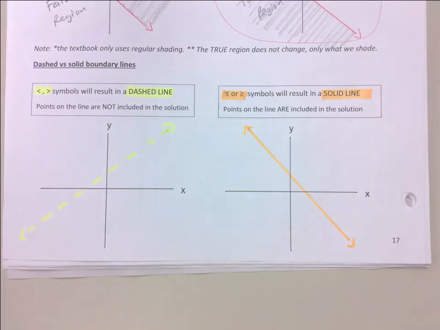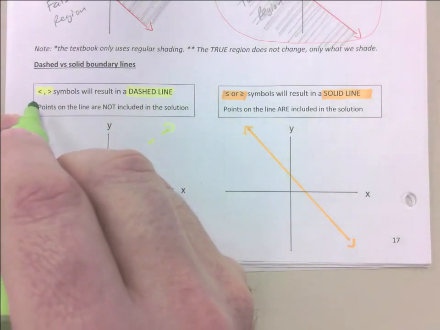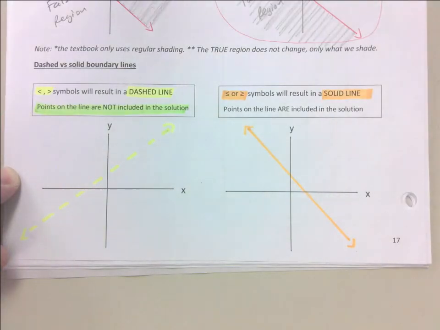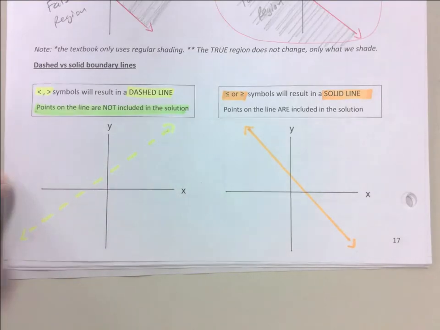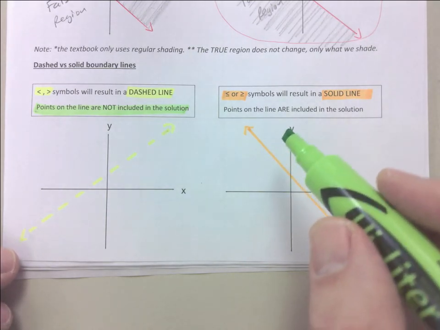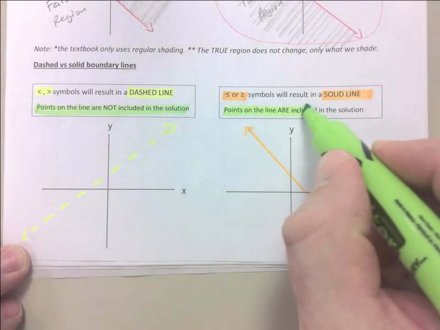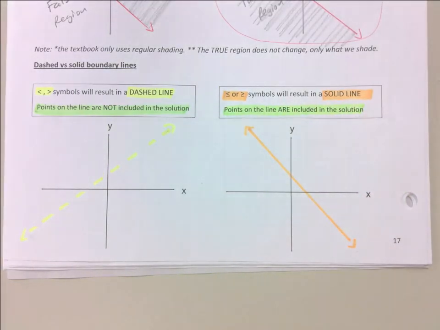Okay. What does it say here? I'm going to use a different color. If you have a dashed line, the points on the line are not included in the solution. So whatever points are right on the line, we don't consider them. If it's a solid line, then the points on the line are included in the solution.